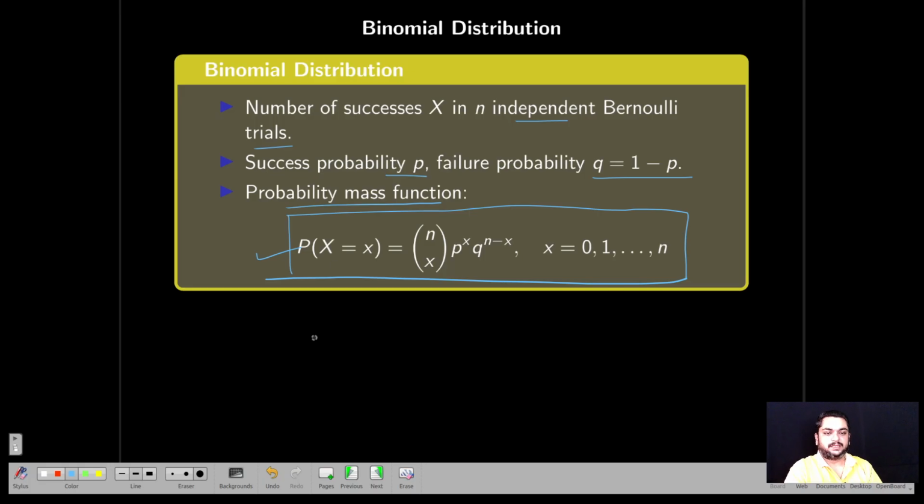The probability mass function is written as P of x equal to nCx, choose x items out of n items, that is n trials, times p to the power x, that is success probability to the power x, times q to the power n minus x. Here q is nothing but 1 minus p, the failure probability q.